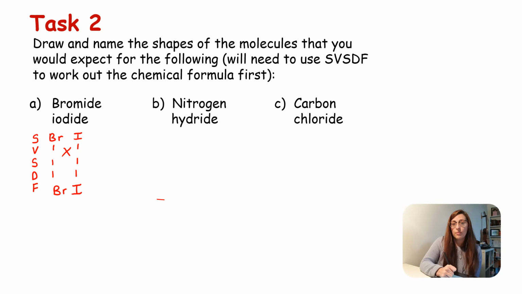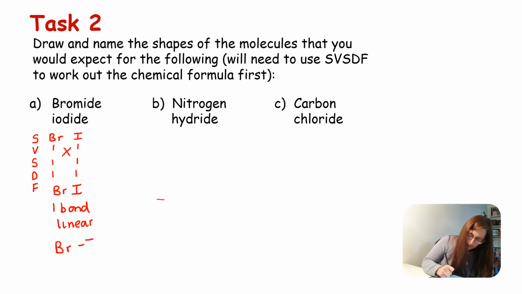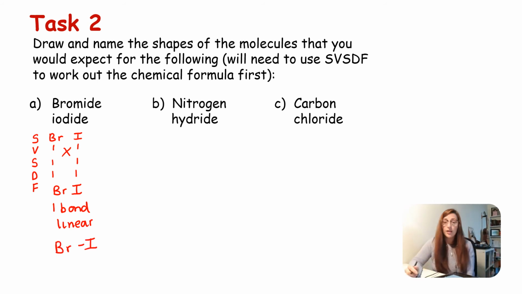Now that BrI is going to have one bond in the molecule because there's only 2 atoms, so one bond. Things which have one bond have a linear shape. Therefore, this would be bromine iodide. Linear, bromine, bond, iodine.